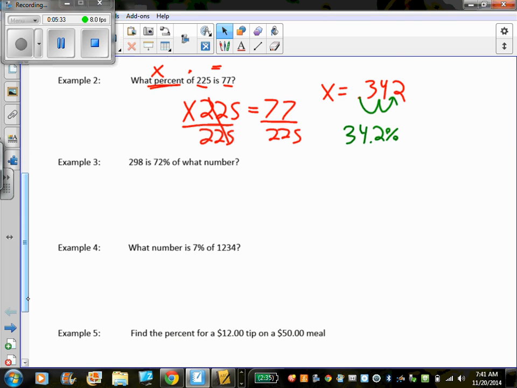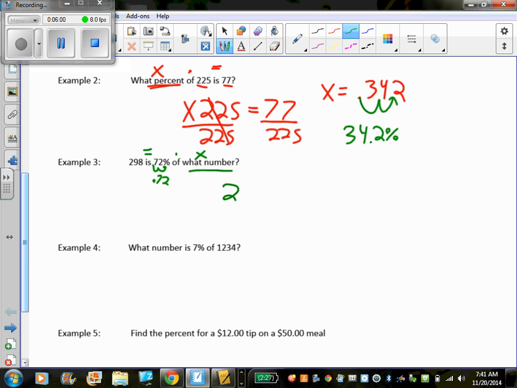Next example, 298 is 72% of what number? 298 equals 72%. Remember, in dealing with these problems, we're going to need to turn that into a decimal. So here's the current decimal place, 1 space, 2 spaces. We're going to have 0.72 there. Of means times, and what number means x, a variable. We don't know. So setting this up is 298 equals 0.72 times x.